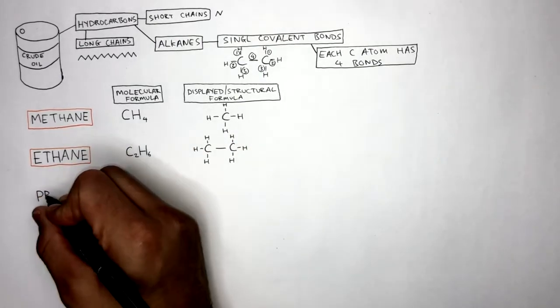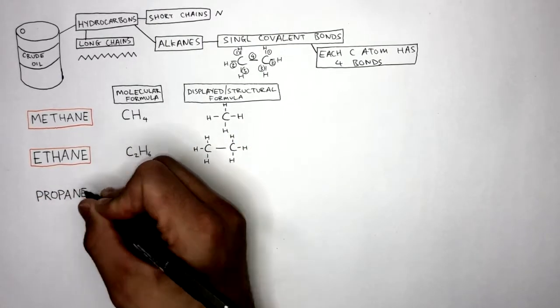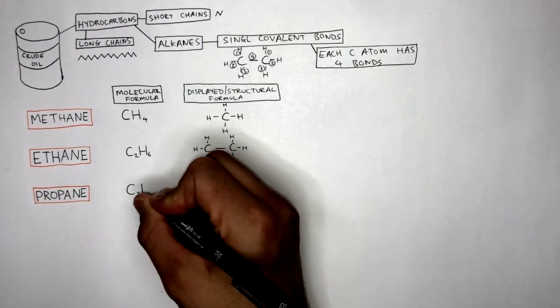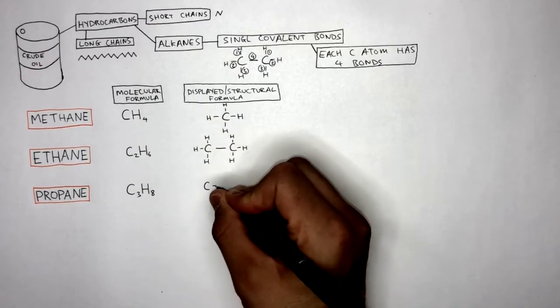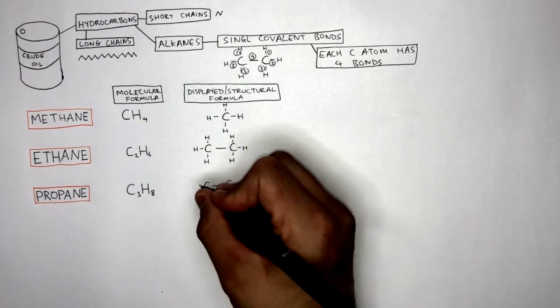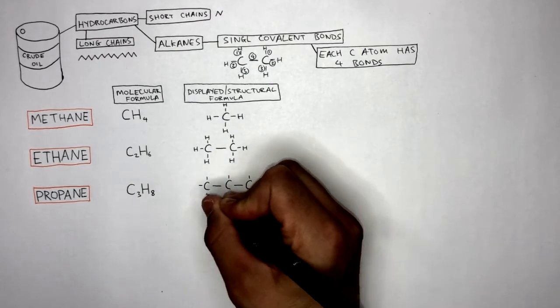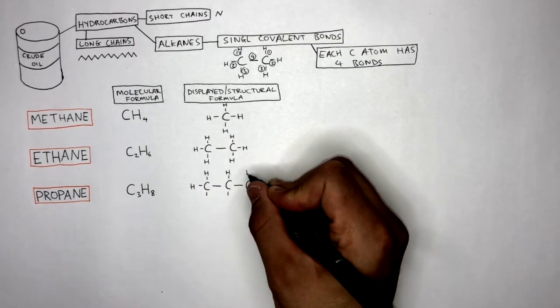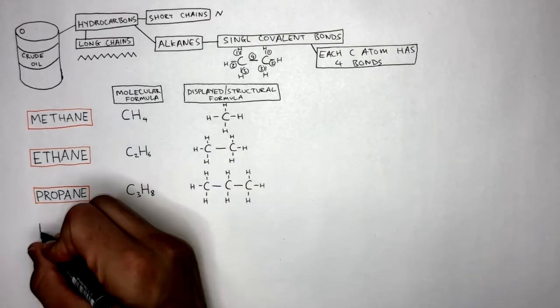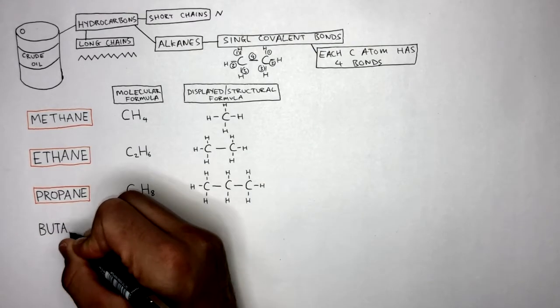The third alkane is propane. The molecular formula is C3H8. The displayed formula shows how the carbon atoms are bonded together in a chain with the hydrogen atoms bonded to those carbon atoms. The fourth alkane is butane.